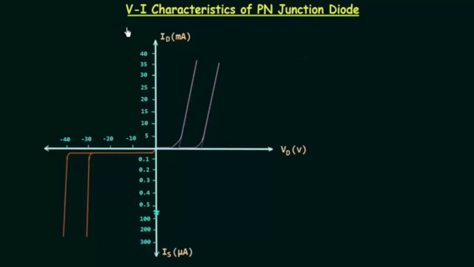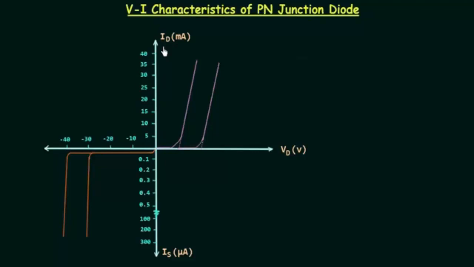In this lecture, we will study volts ampere characteristics of PN junction diode. X-axis represents voltage across the diode and Y-axis represents current through the diode. In this lecture, we will draw volts ampere characteristics for both forward and reverse bias condition.